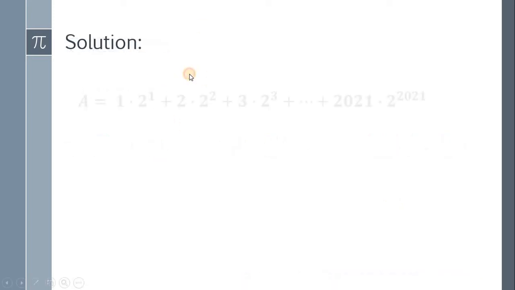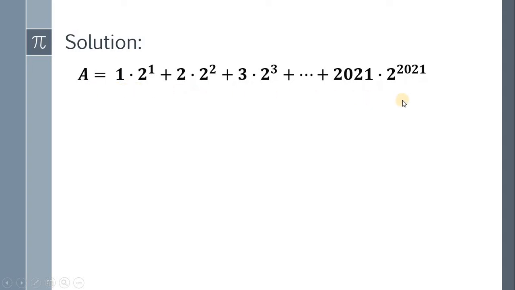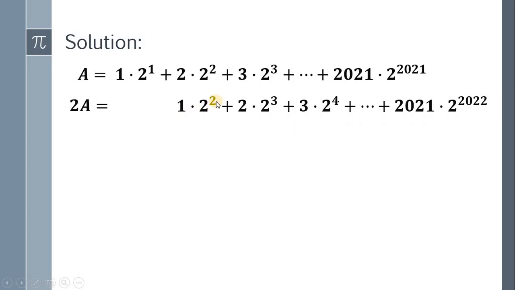Now, first thing to do is to let a equal this large number. Next, multiply all terms by 2. So we have a multiplied by 2, we have 2a, and 1 multiplied by 2 raised to 1 multiplied by 2 will give us 1 multiplied by 2 squared plus 2 multiplied by 2 cubed plus 3 multiplied by 2 raised to the fourth power and so on and so forth until we reach 2021 multiplied by 2 raised to 2022. Subtract the second equation from the first equation.